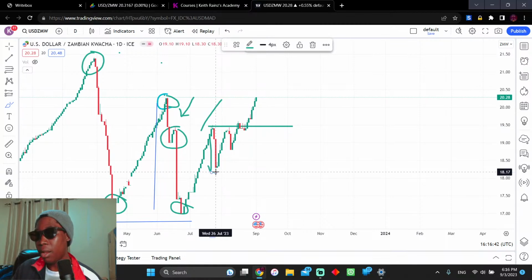The only bad part is that currently there's no broker that you can actually trade this pair with. There's no broker providing the dollar and the kwacha. Otherwise, if there was, it would have been much easier to trade.